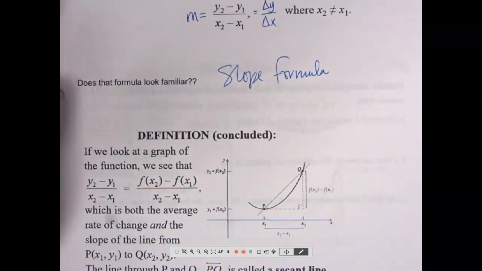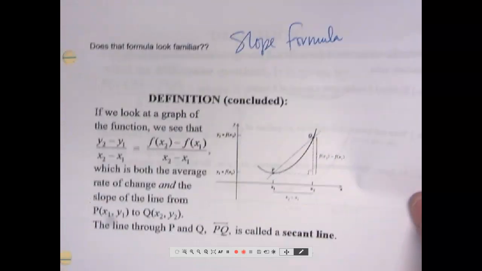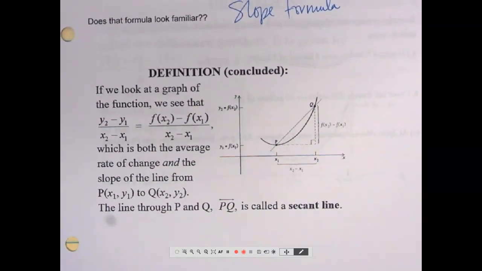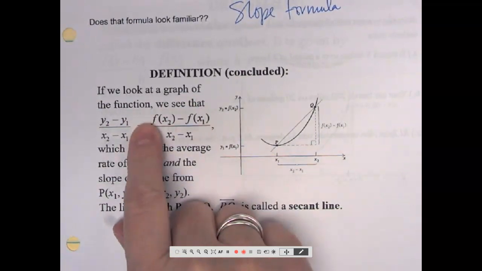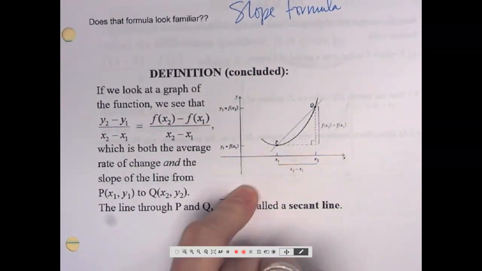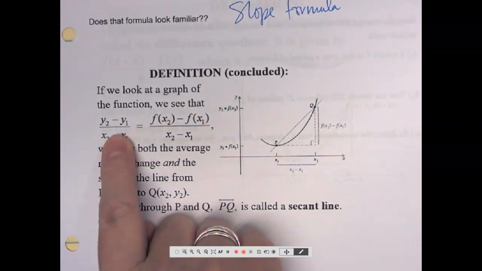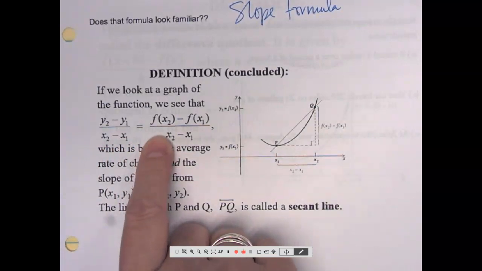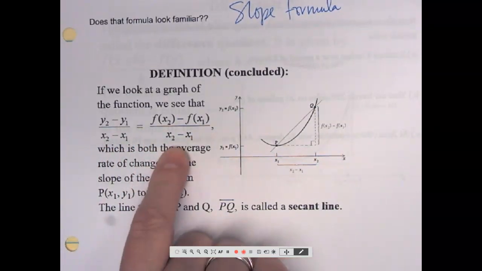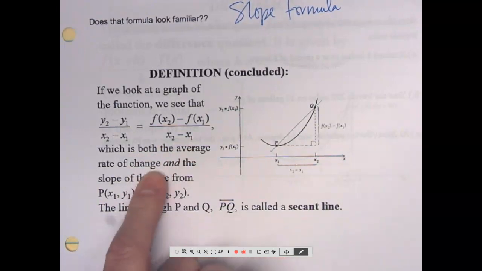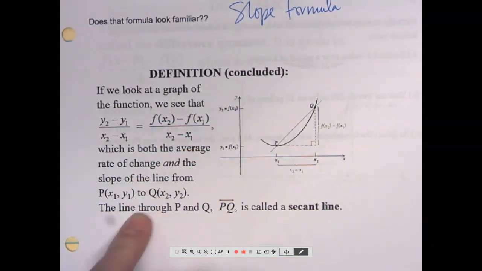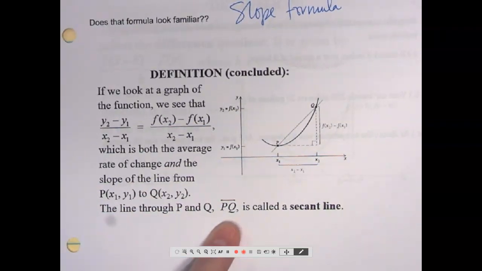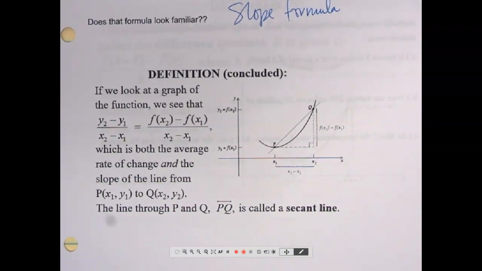Okay, but wow, this does not look like the slope formula here, does it? Okay, so take a look at this. If we look at a graph of the function, this is just some generic function here, we see that y2 minus y1 over x2 minus x1 is f of x sub 2 minus f of x sub 1 over x sub 2 minus x sub 1, which is both the average rate of change and the slope of the line from point P to point Q. The line through P and Q, or PQ, is called a secant line. Okay, that is a whole lot of stuff packed into this.